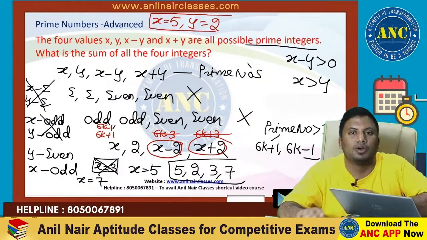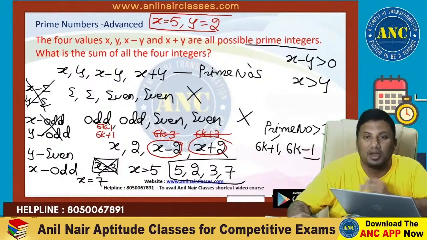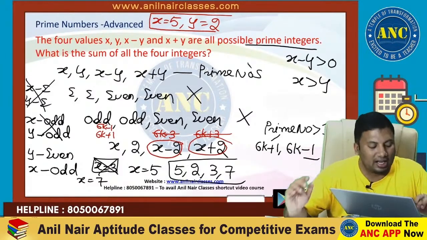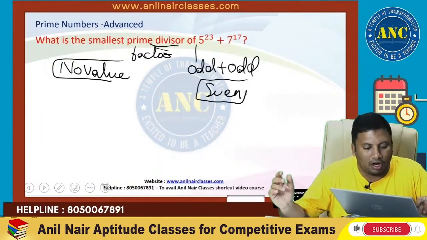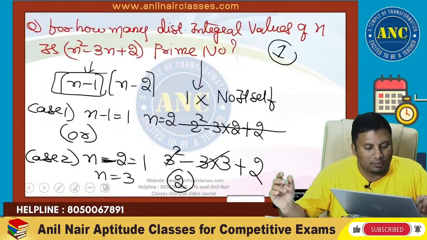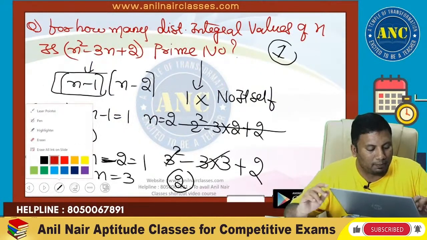5 comma 2, 5 minus 2, 5 plus 2. Beautiful questions, we solved it. I'll just do a recap of all the problems we solved. Don't miss out on any single problem, sir.